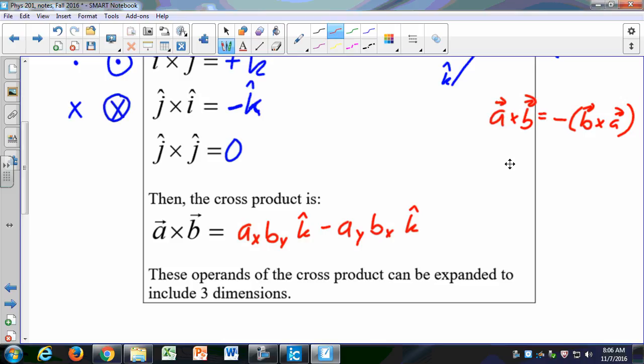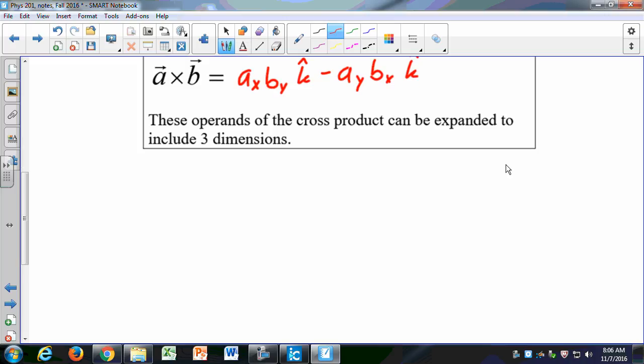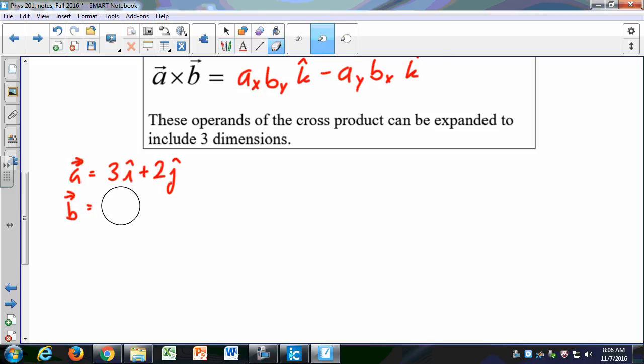Or I could just say AXBY minus AYBX in the K direction. We can also extend this to 3 dimensions. Let's do an example. Let's say my vector A is equal to 3i plus 2j, and my vector B is equal to 4j minus 1k. Now I want to know what is the cross product of these two vectors.